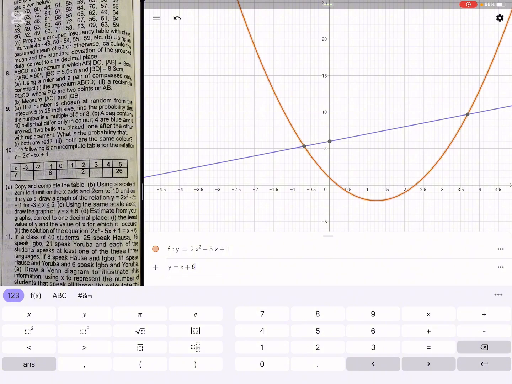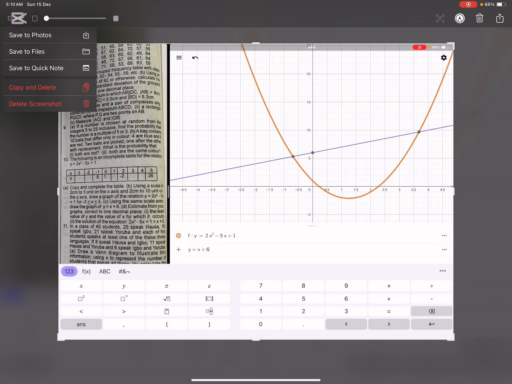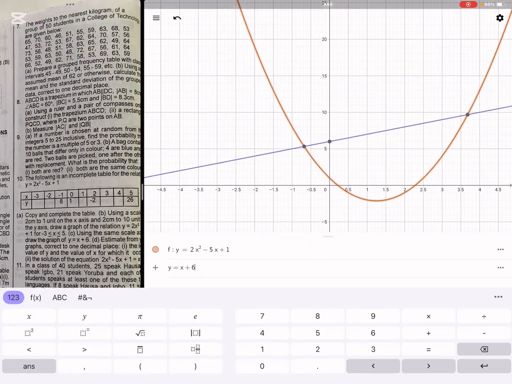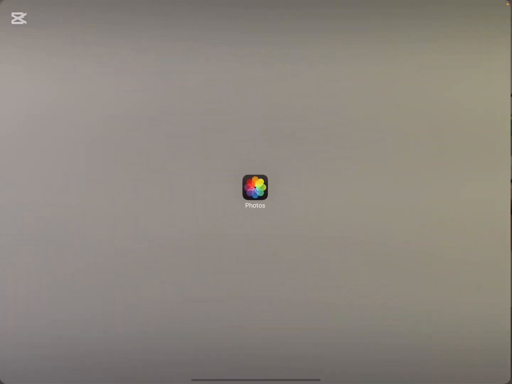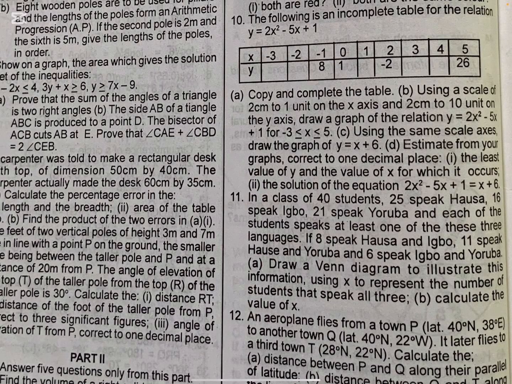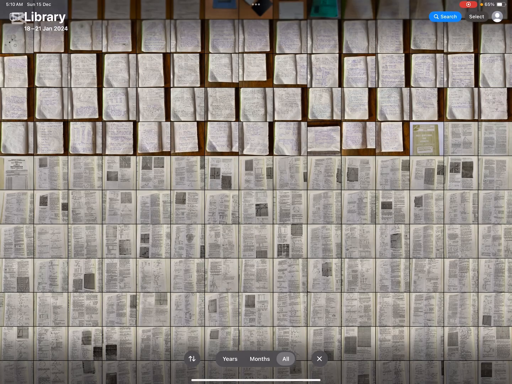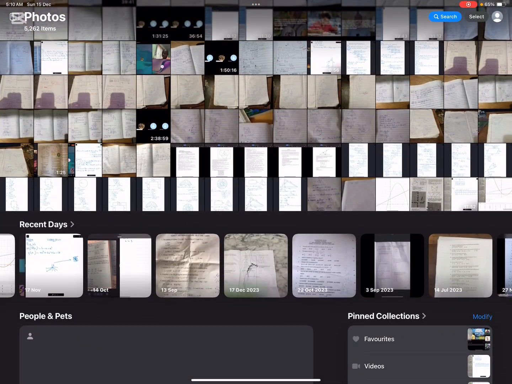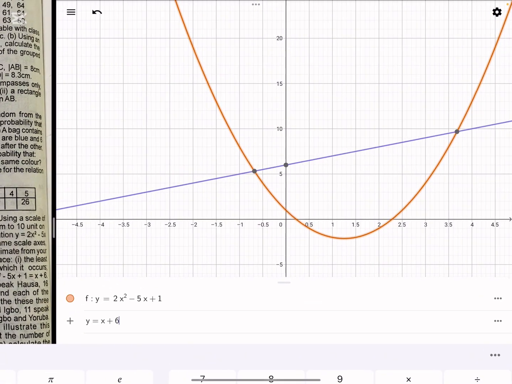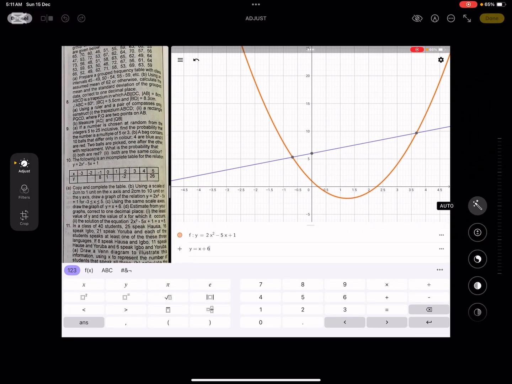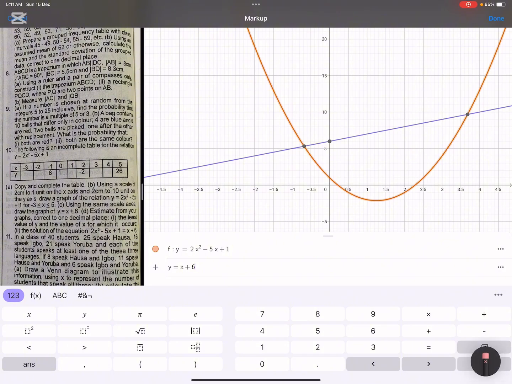Let me save that so we can now use it to answer the remaining questions. We can write on it. That will make it easier. Yeah, this is the diagram. Now from the graph, we're answering question D, Roman figure 1. The least value of y and the value of x for which it occurs.